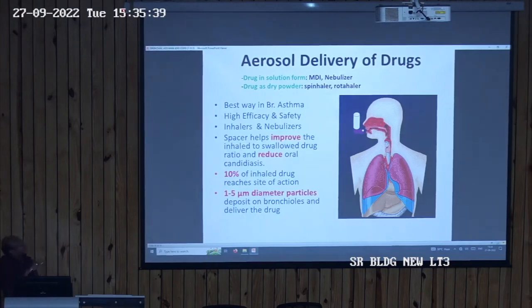So the best way in bronchial asthma is to give through the aerosol delivery system, and it has high efficacy and good safety. Then a spacer is used. Why do we use a spacer? It has its own importance in improving the inhaled to swallowed drug ratio and reducing oral candidiasis. Okay. Then 10% of the inhaled drug reaches the site of action, which is very, very poor, but still it is doing its work, and we see patients are relieved of their asthmatic attack.